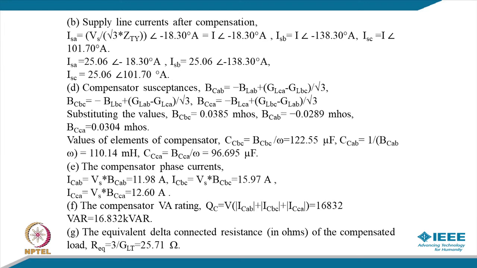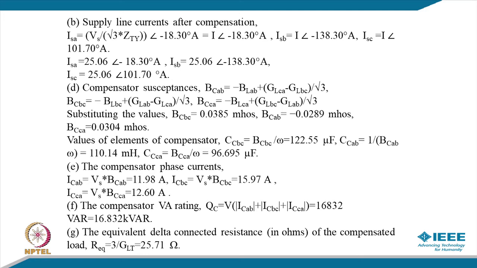This relation we have derived. Putting in the values, the compensator values come as BCAB equal to 0.0385 mho, BCBC equal to minus 0.0289, and BCCA equal to 0.034 mho. The value of the compensator element: the capacitance across line AB will be BCAB by omega, so it comes to 122.55 microfarad. Similarly, for BC it is an inductance of 110.14 millihenry, and the capacitor across line CA will be 96.695 microfarad.